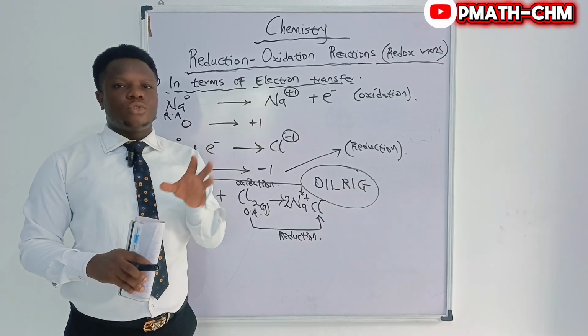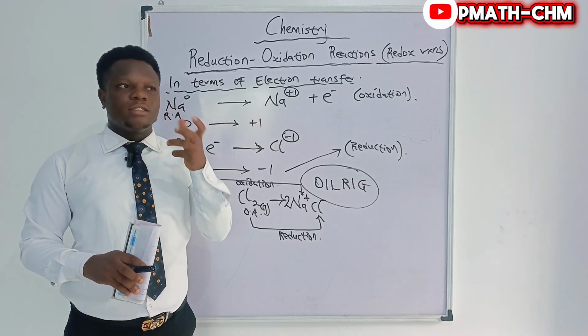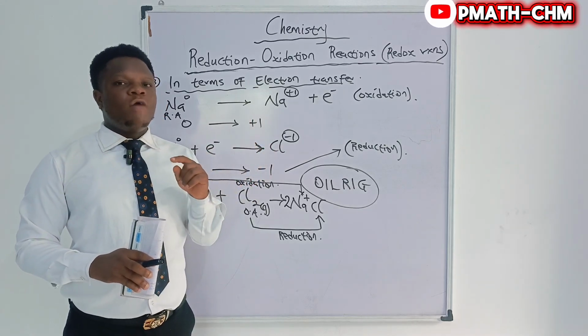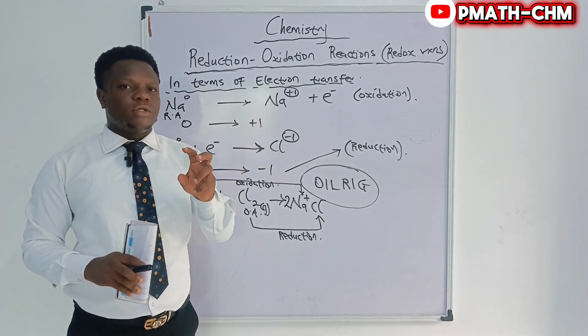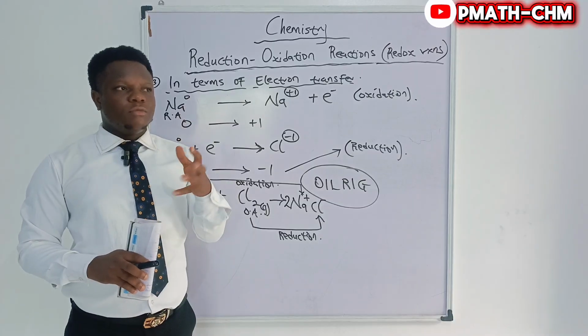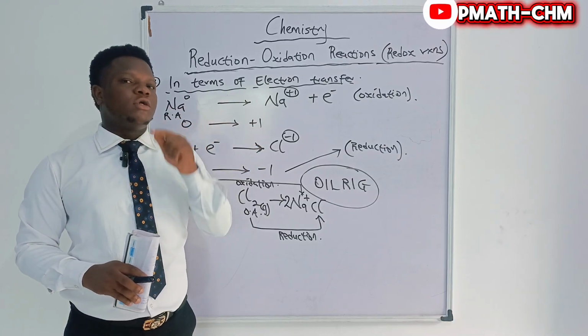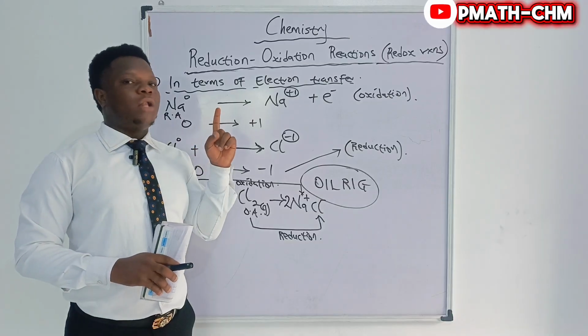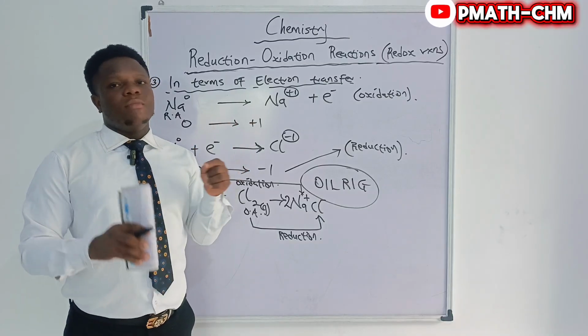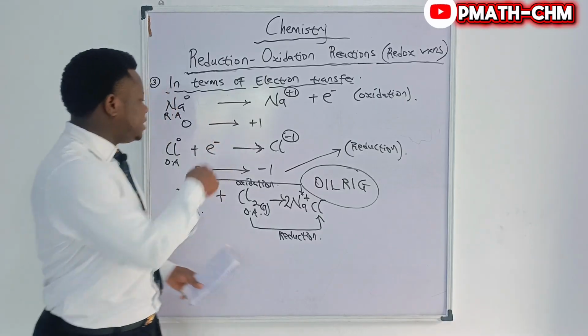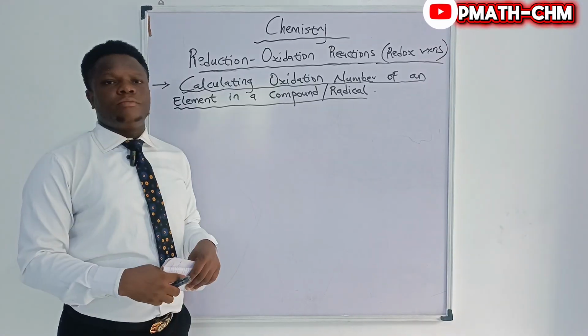These are basic rules you should have at the back of your mind for you to be able to answer your questions correctly. So before we go into answering past questions, I would need to teach you with examples how to calculate the oxidation number of a particular element in a compound or a radical. So we'll dive into that while I take this off the board now.